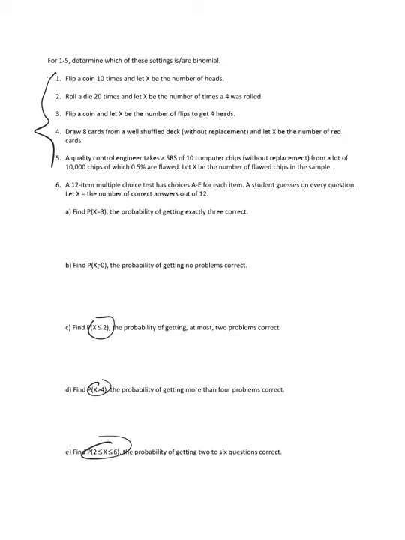But just as you're looking at this, flipping a coin 10 times and letting x be the number of heads, that's again a fixed number of trials, the coin flips are independent, and so forth. Rolling a die 20 times, and x the number of times a 4 is rolled. Again, we have success, fail, they're independent, there's a fixed number of trials. But it's things like this, flipping a coin and letting x be the number of flips to get 4 heads. Well, that's an indefinite number of trials, so that would not be a binomial.